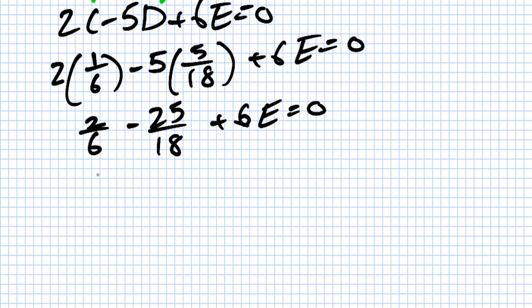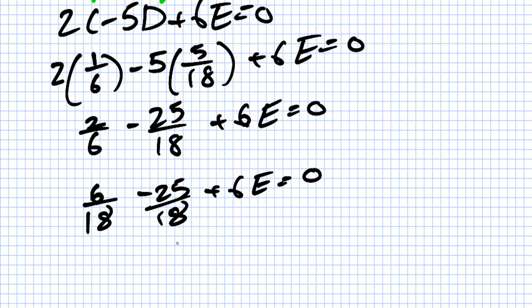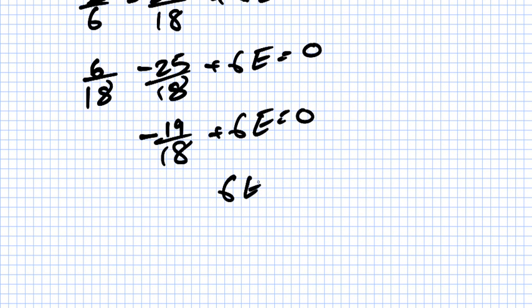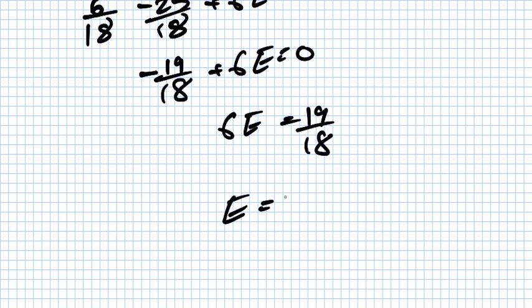Let me see, that would be the same thing as 6 over 18 minus 25 over 18 plus 6e equals 0. So that's minus 19 over 18 plus 6e equals 0. So 6e equals 19 over 18. I'll divide by 6. So I get e equals 19 over 18 times 6, 19 over 108. Now I'm not sure about that last one.